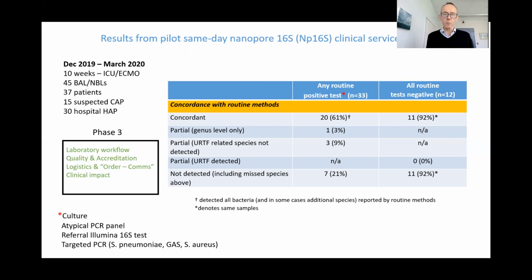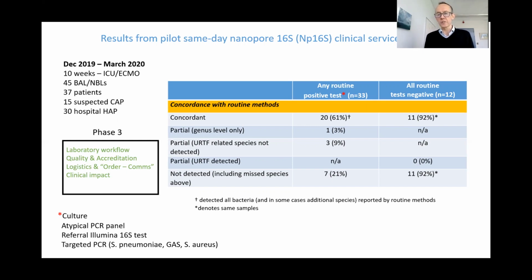So these are severely unwell referral patients. We did 45 bronchoalveolar lavages from 37 patients, 15 who had suspected community pneumonia, 30 hospital pneumonia. And we compared this 16S sequencing service with all these other tests that were done, including a referral Illumina 16S, targeted PCR, atypical molecular PCR panel, and culture.